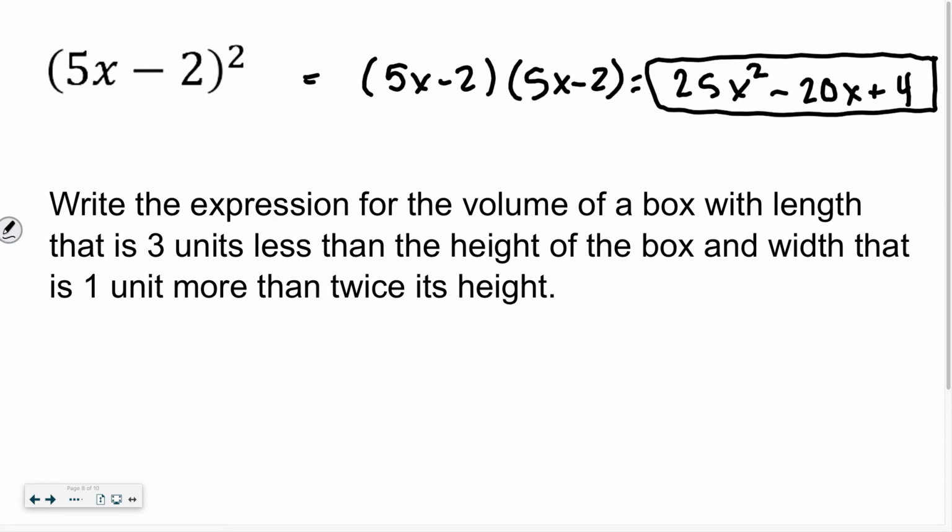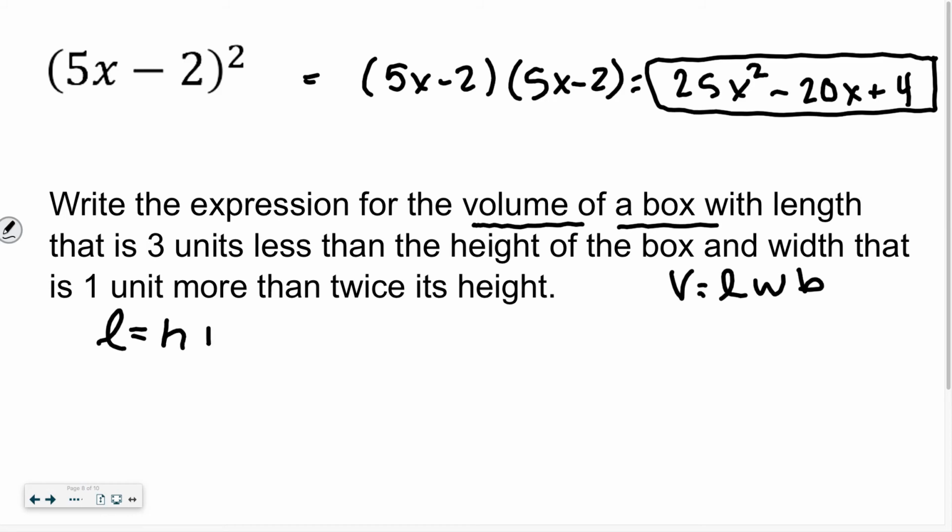Okay, if you were asked to write the expression for the volume of a box: volume equals length times width times height, with a length that is 3 units less than the height, and a width that is 1 unit more than the height. How would you write the length, width, and height for that? What would length equal? H.